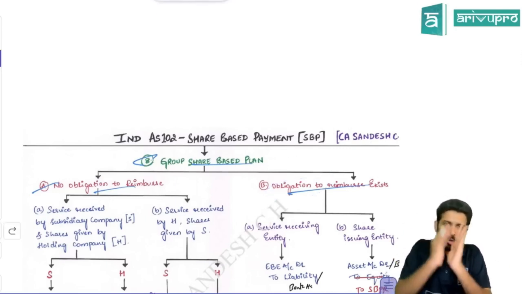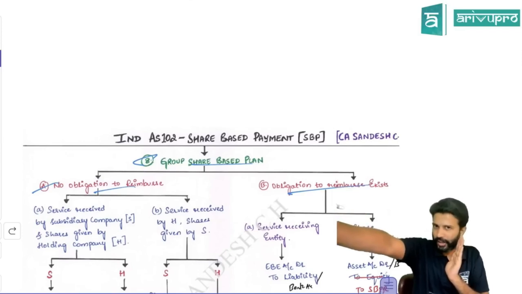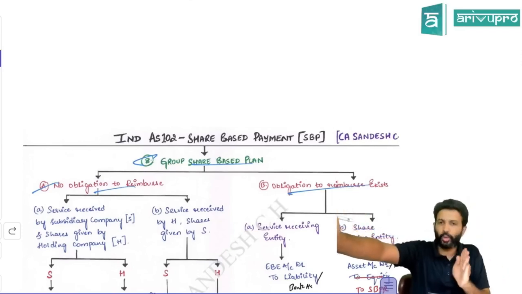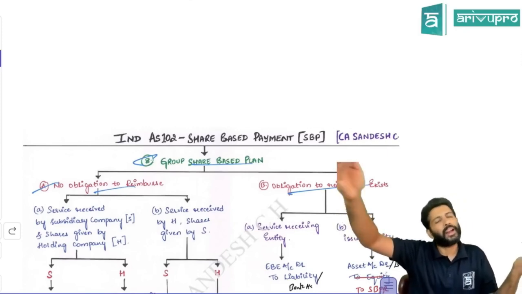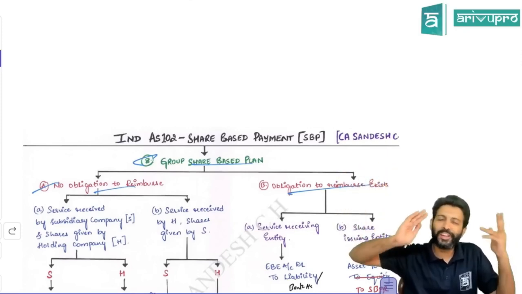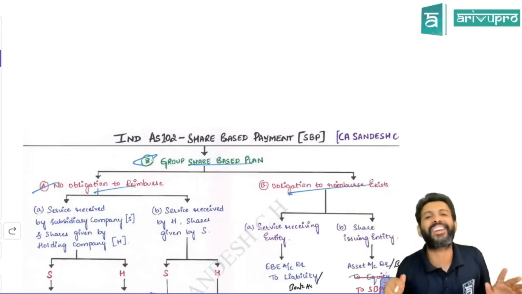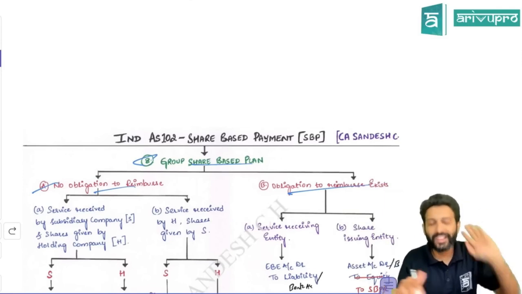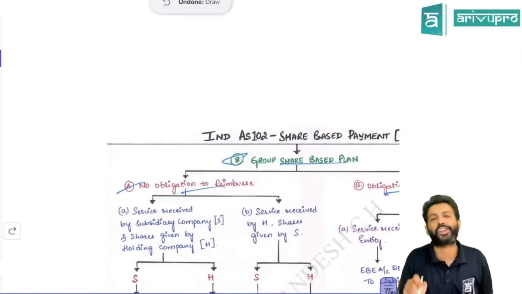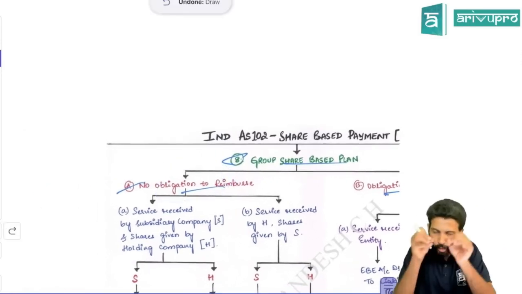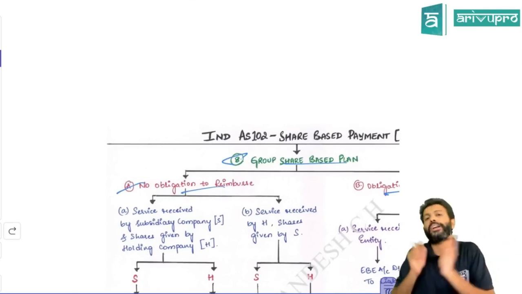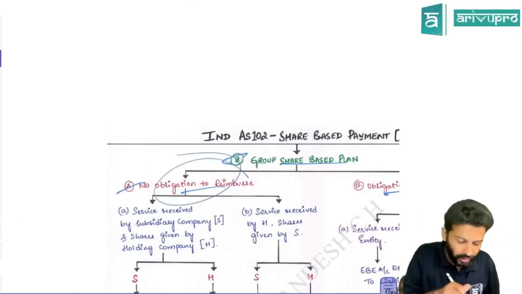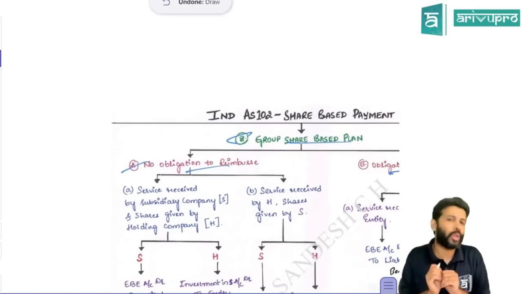Or another way: the holding company will issue its own shares to the subsidiary's employees, and after that they will forget. The holding company is so nice, they are not asking anything in return from the subsidiary company. If that is the case, we say there is no obligation to reimburse. So before you get to the accounting, you first need to check whether the obligation to reimburse is there or not. If the obligation to reimburse is not there, then how do we do the accounting?